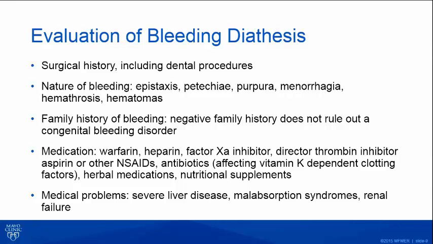And also concurrent systemic medical problems, such as severe liver disease. We know that most of the coagulation factors are made in the hepatocytes. Malabsorption syndrome interferes with vitamin K absorption. Renal failure usually can lead to dysfunctional platelets.